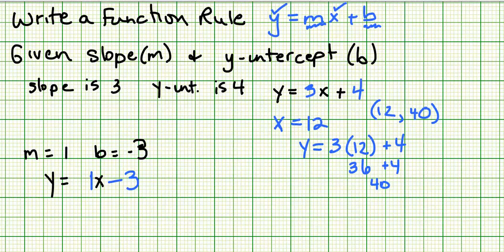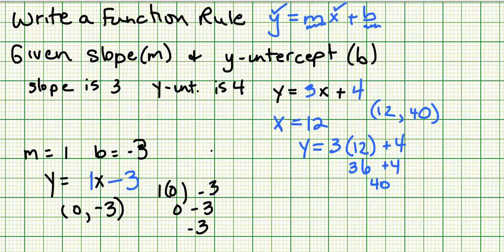Let's say I want to know the value for y when x is 0. Some of you might already know this. When x is 0 and I plug this in, I'm going to have 1 times 0 minus 3. 1 times 0 is 0. 0 minus 3 is -3. -3 was our y-intercept. When x is 0, that tells me I'm staying on the y-axis. So that's going to give me my y-intercept every single time.